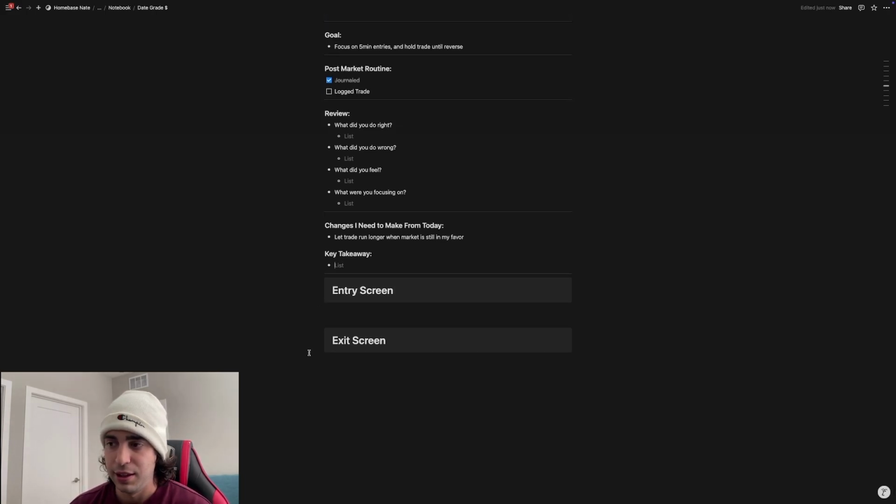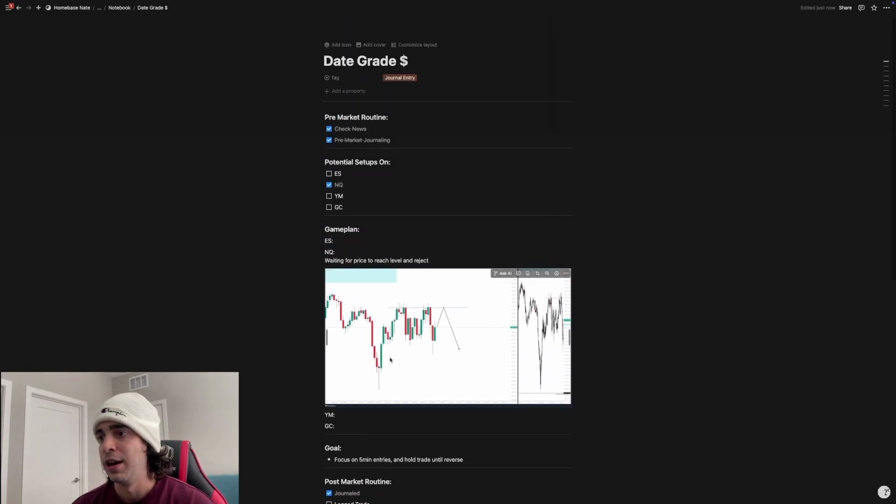And then lastly, the exit screen. So the exit screen is just a screenshot of the exit of your trade, where it ended. And then also I like to put an end of day screenshot on there just so I can see how price fluctuated that whole day, and I can look at it and see what other potential entries or setups that I missed out on or could have capitalized on.